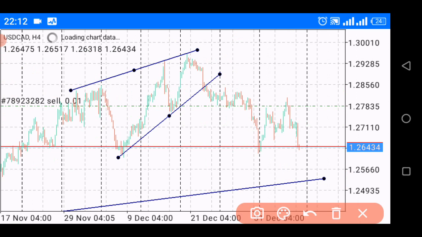All we see here is an impulsive movement. You start to notice why I said I love flags more. After the breakout of this channel, it gives us something like this flag, and we have it like this.